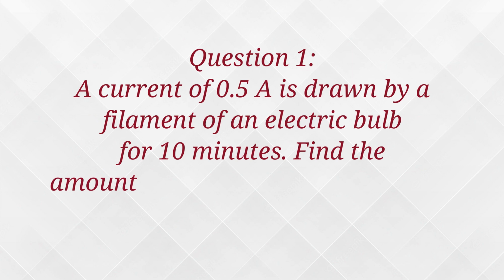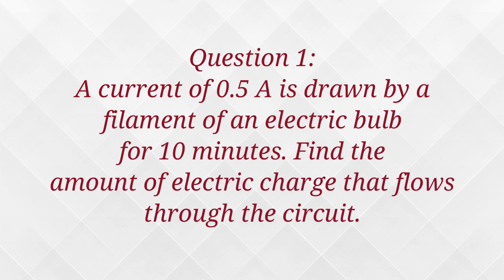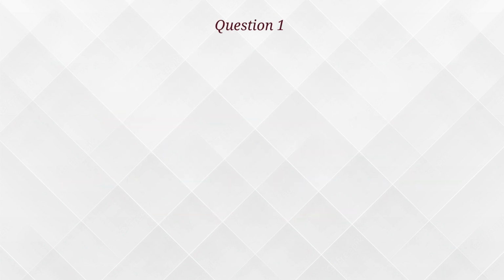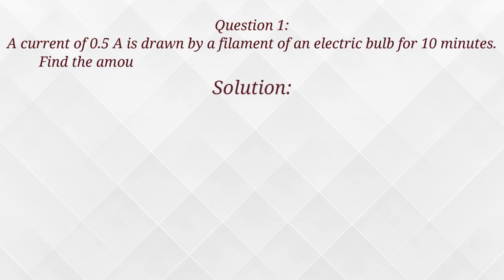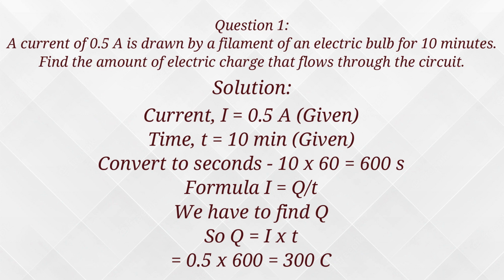Now let us solve a problem. A current of 0.5 ampere is drawn by a filament of an electric bulb for 10 minutes. Find the amount of electric charge that flows through the circuit. So the solution will be, it is given that current, that is represented by the letter I, is 0.5 ampere and time t is 10 minutes. We need to convert minutes into seconds first. So 10 minutes into 60 seconds, we get it as 600 seconds. So from the formula I equal to Q divided by t, we have to find Q. So by substituting the values given, we obtain Q, and the value is 300 coulomb.